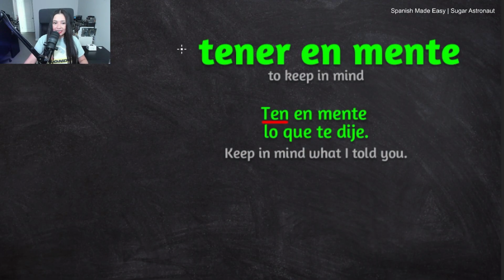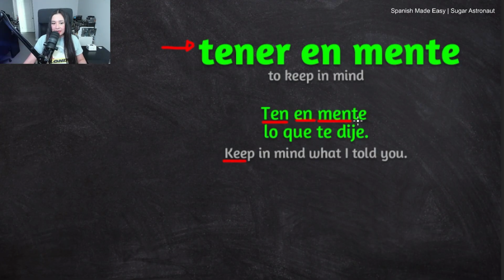Ten is the verb tener conjugated. Ten means have. It's a command. You can use it in situations when you want to say have something. For example, ten paciencia, have patience. Or ten una buena noche, have a good night. Isn't that interesting? But anyways, in this situation, it means keep.